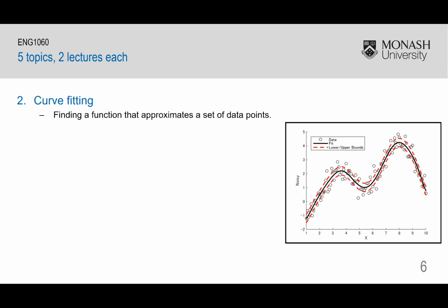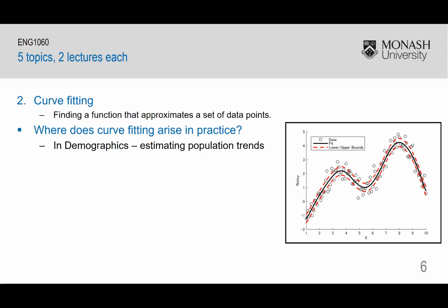The second subject is curve fitting. So finding a function that approximates a set of data. Where might we use this? So for example, in demographics, estimating population trends. If we have some understanding of what the population has been doing over the last little while, we can project into the future. In finance, predicting business revenue based on what's happening in the past and also what's happening, for example, with legislature and indeed in demographics.